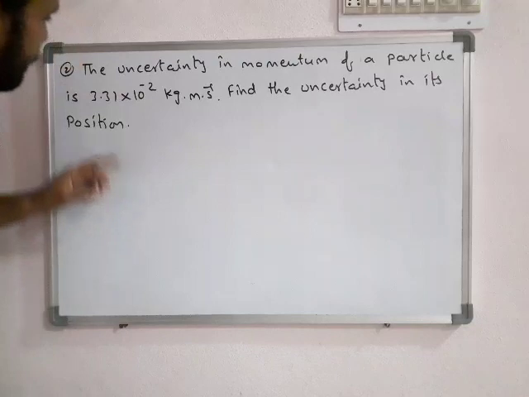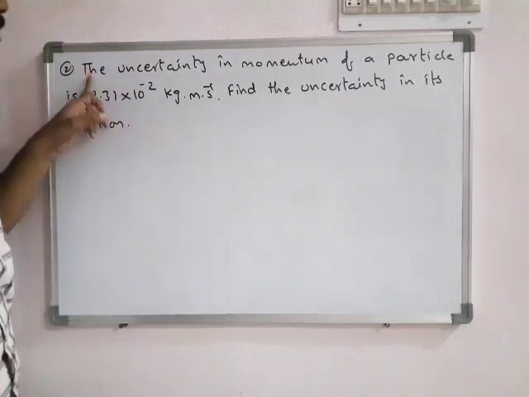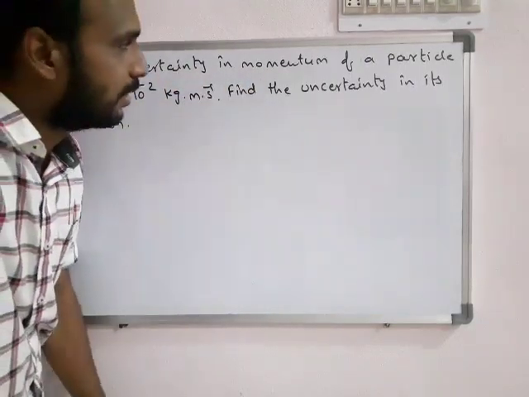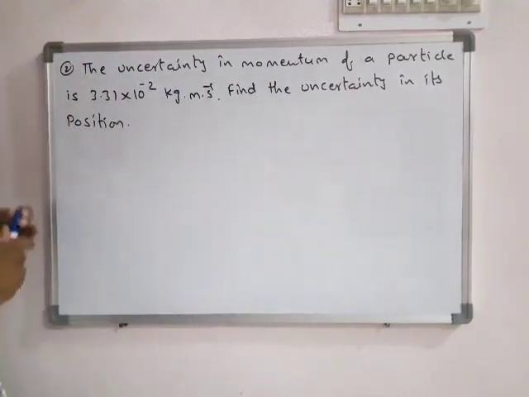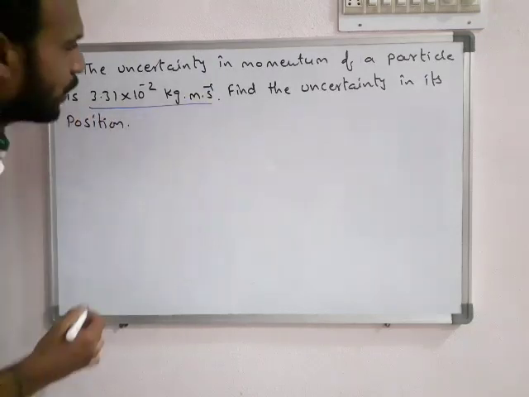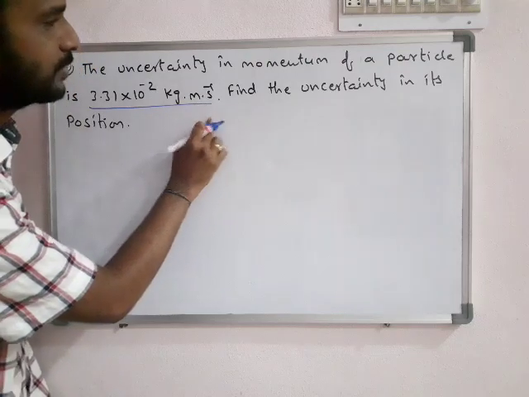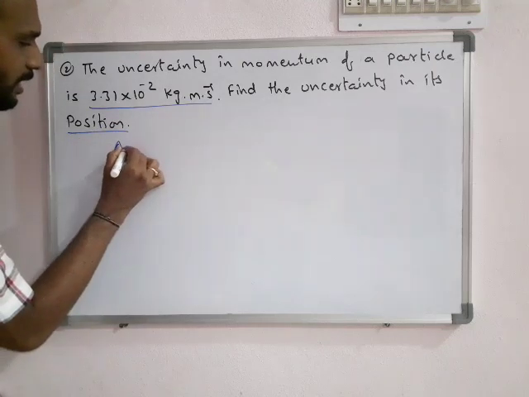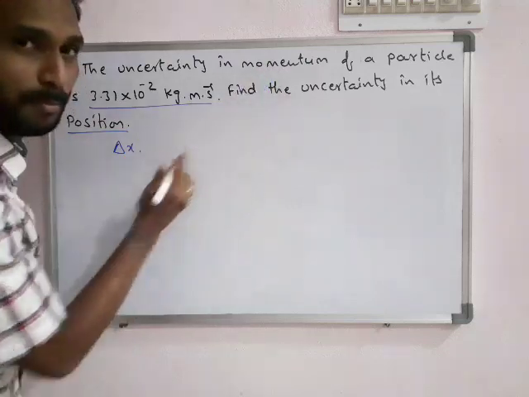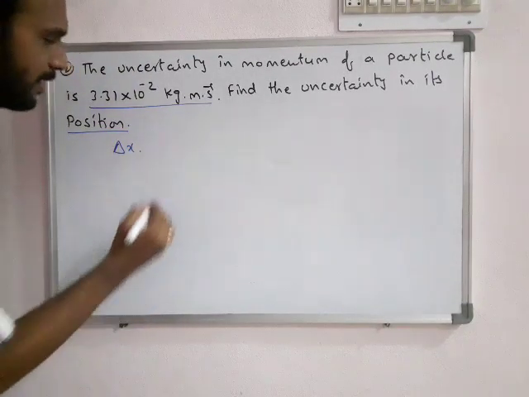Okay, see the next one. The uncertainty, so uncertainty means we know that error. The uncertainty in momentum, that is p, mass into velocity, of a particle is 3.31 into 10 power minus 2 kg meter per second. So mass into velocity here. So find the uncertainty in its position. So what is the formula? Delta x, we need to take the formula in terms of momentum.